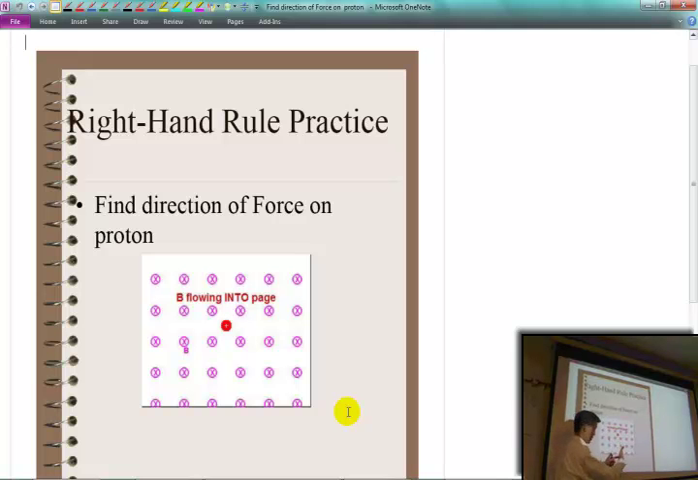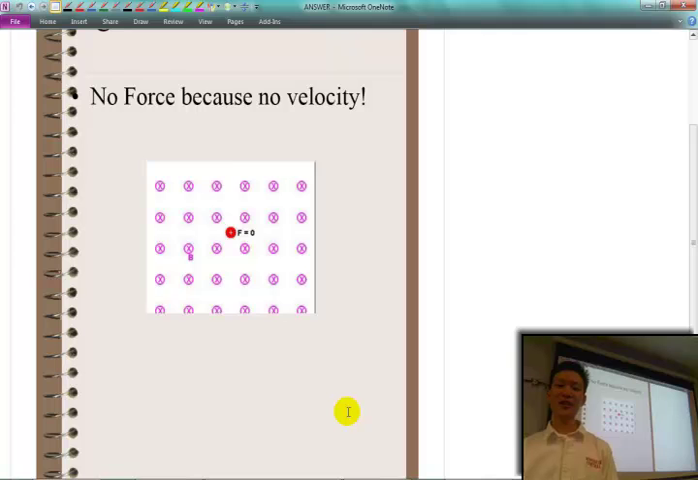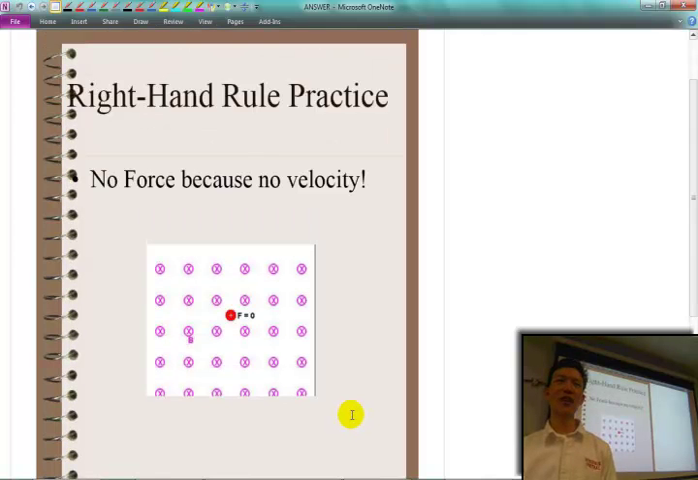Okay? Force is your palm. B is into the page. Oh, we're missing something, which is I, the direction of the current or the velocity. So you know what? This one is a trick question. It's not going to feel anything because there's no velocity. It's not moving. No force because no velocity. Psych!